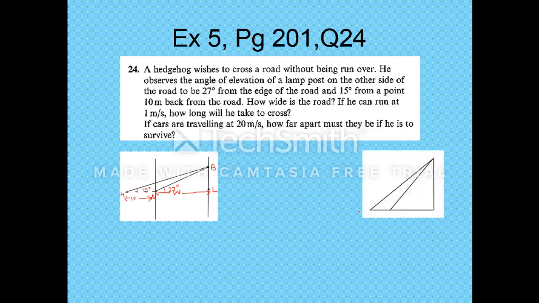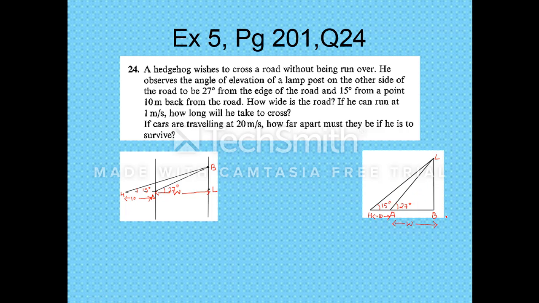So I'm going to label this because it becomes easier. This is initial point A, point B, point L. This is the tip of the lamppost. This is where the hedgehog is initially. This is the bottom part of the lamppost. And this is the point when he has moved 10 kilometers. What the question wants us to find out is actually the width of the road, which is AB, right? So this is 27 degrees. Over here, that's 15 degrees.